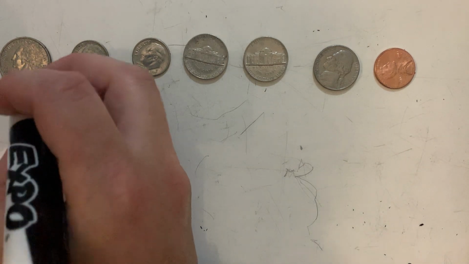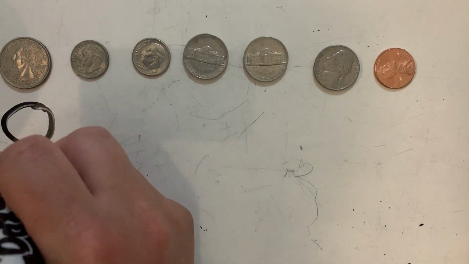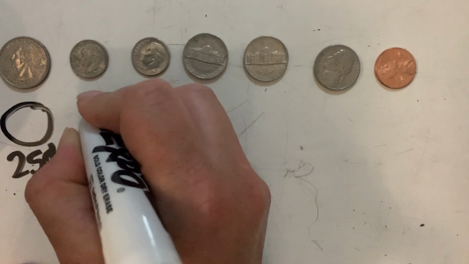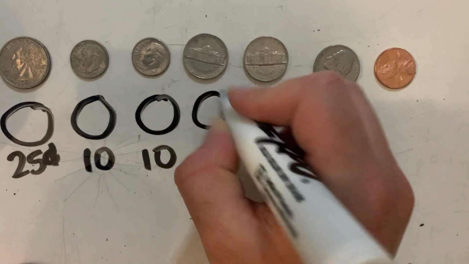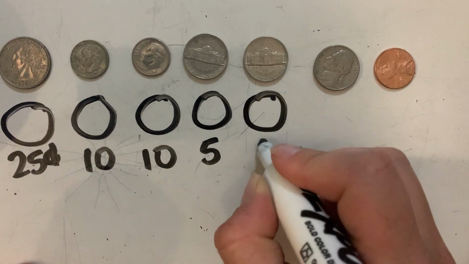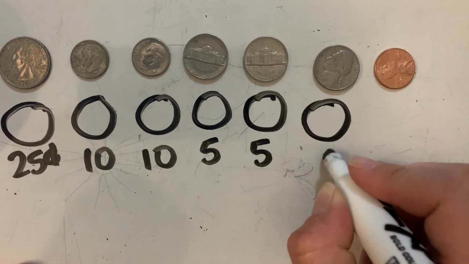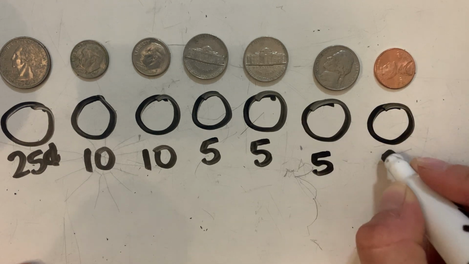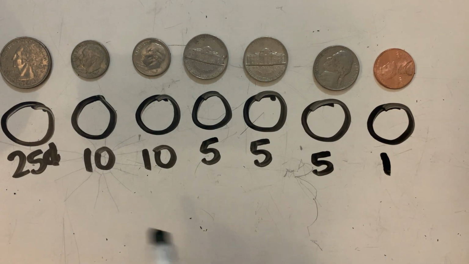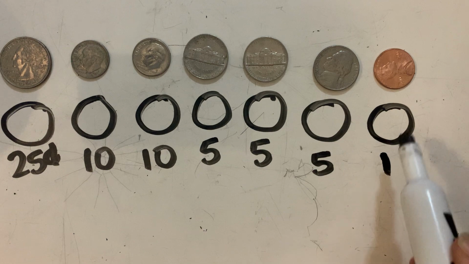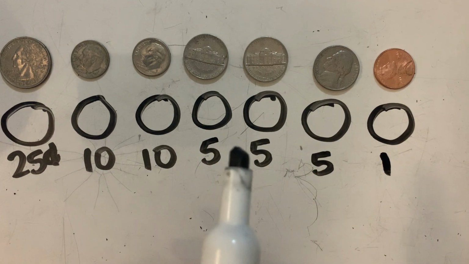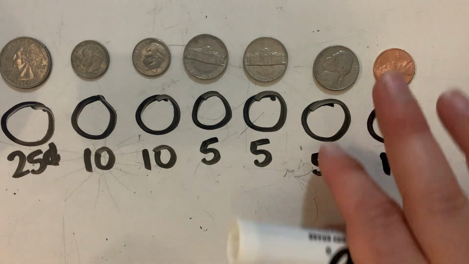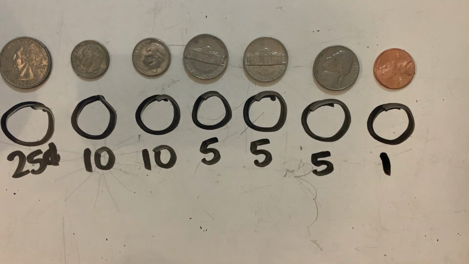Now I want to do a quick picture. So this is my quarter, which is 25 cents. My dime, which is 10, my dime, which is 10, my nickel, which is 5, another nickel for 5, another nickel for 5, and another penny for 1. Now the reason I'm putting the numbers underneath the coin is because I want to add in my touch points. If you're deciding that you're not going to be using the touch points, you can just move these numbers right into the center of the coin.